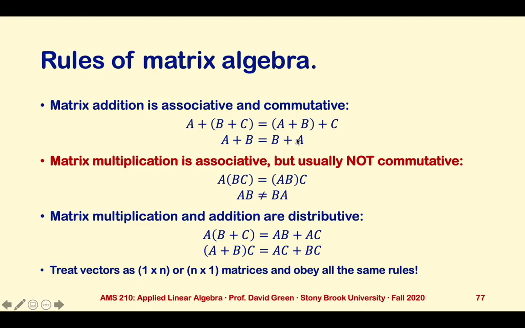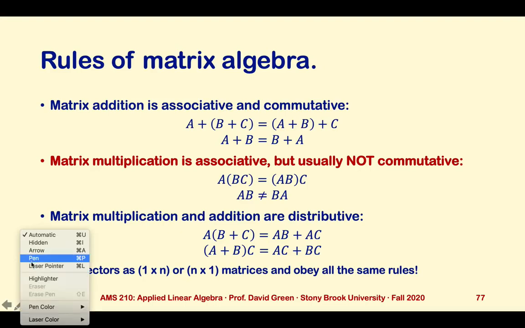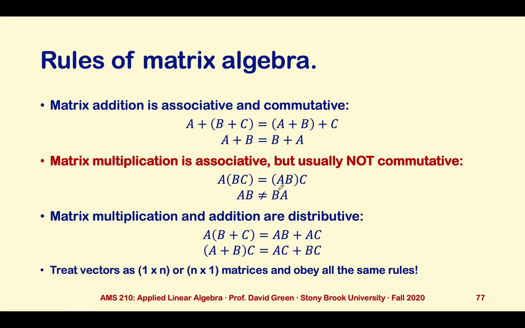So far, the only place where things are different than scalars is in this very, very important point of the lack of commutativity of matrix multiplication.